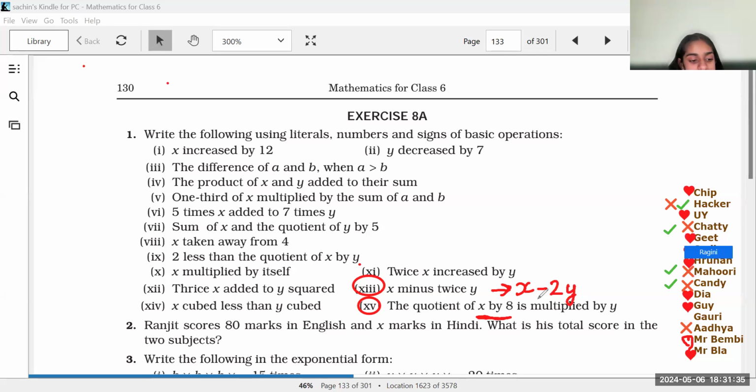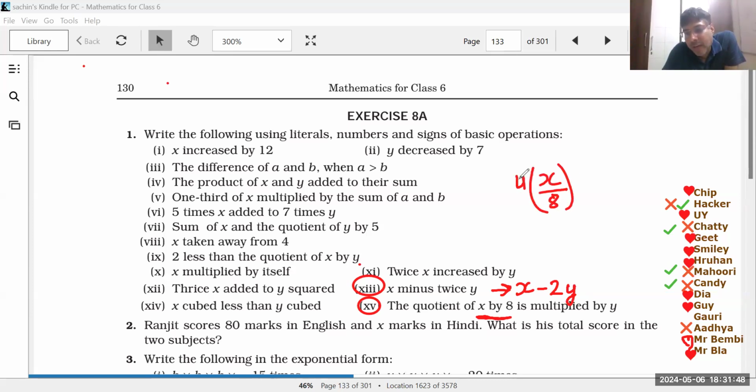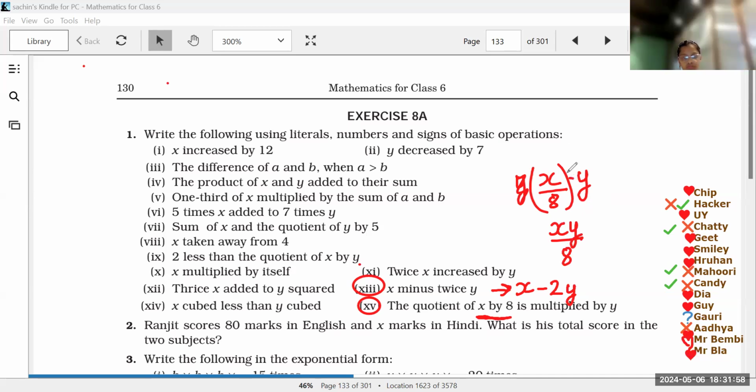Yes. So, Mahuri, please unmute. Yes, sir. What is the second answer? X divided by 8 into y. So you can write y here or you can write y here. Both are the same. Also, we can write it as xy by 8. This is also correct.